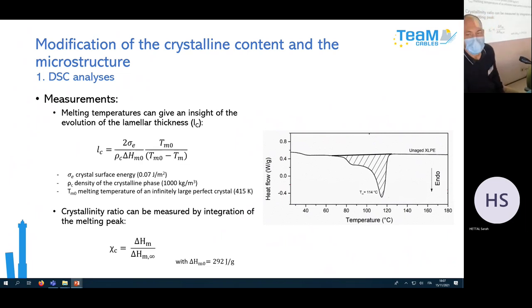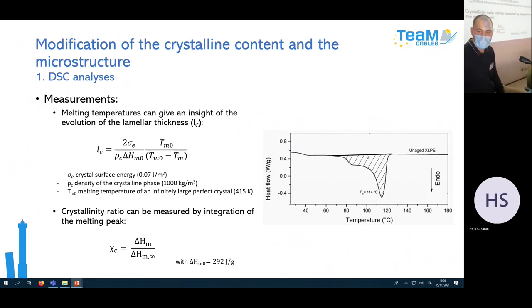As I said in the previous slide, you can look also at the melting temperature. And the melting temperature can give you an idea about the size of the crystals inside the material. The first equation presented here relates the lamellar thickness, Lc, with the melting temperature. And this melting temperature, by including constants that are known for polyethylene, can give you an insight about the evolution of the lamellar thickness compared with the aging condition.